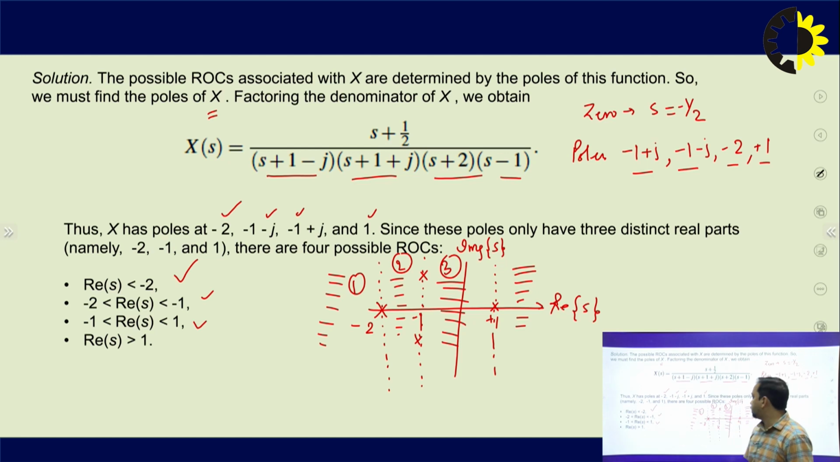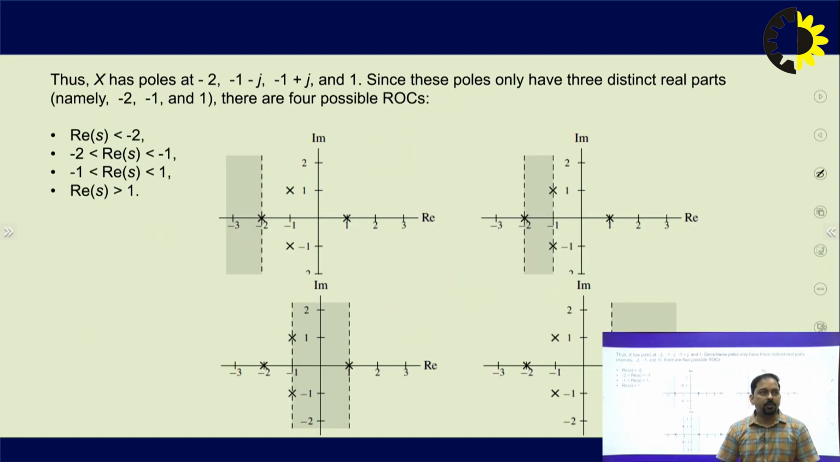This is the third case. And finally we have the last case, which is to the right of the rightmost pole. So definitely the signal will be right sided. Later on we have to decide on the basis of the ROC whether the signal is right sided or left sided or both sided. So as per the location of poles, we have all four possible cases.